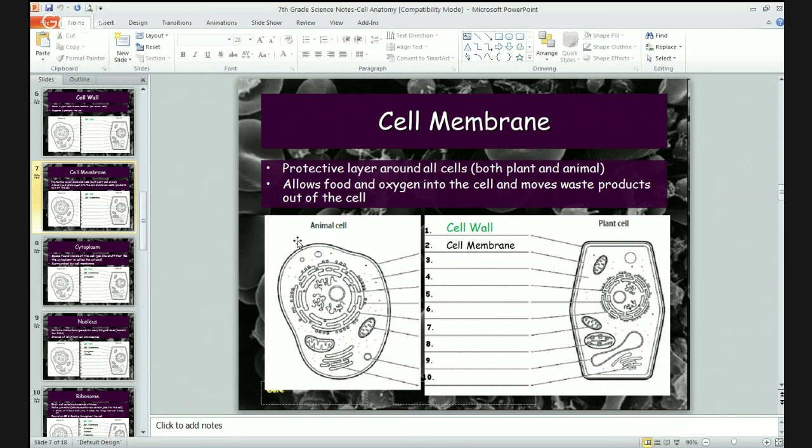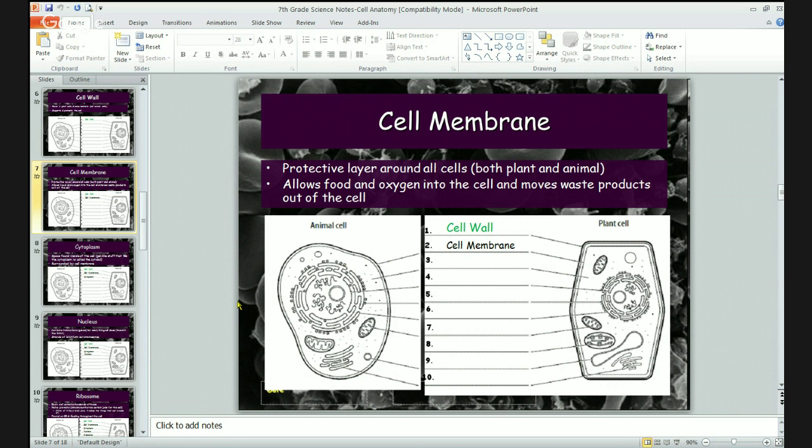On the animal cells over here on the left side, it's the only layer since we don't have cell walls. We're just going to have that cell membrane. Its main job is to be a protective layer around the cell. For the plant cell, it's like another layer of protection. For the animal cell, it's its only layer of protection.